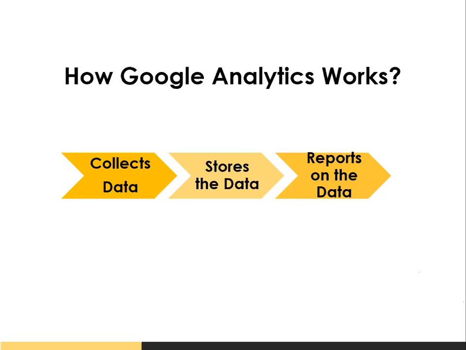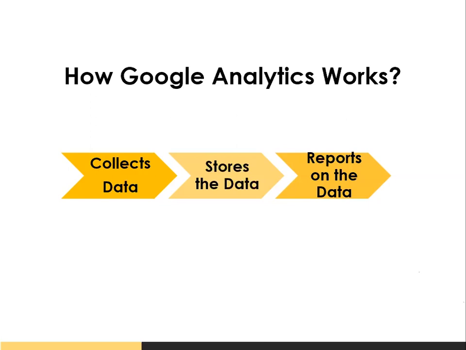So how does Google Analytics work? Google Analytics does three things. You first need to set up and collect the data, then it stores the data, and then it reports on the data. In order for you to use Google Analytics, you need to install a tracking code, which I'm going to walk you through how to get. You need to install the tracking code onto each page of your website. Then every time a user visits a page, the tracking code will collect anonymous information about how the user interacted with that page. So when someone visits your site, their browser is cookied anonymously, right?